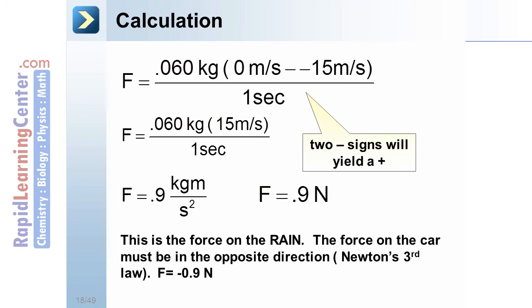This is the force that's acting on the rain, an upward push to bring it to a stop. The force on the car must be in the equal and opposite direction, Newton's third law. So the force would be negative 0.9 newtons.